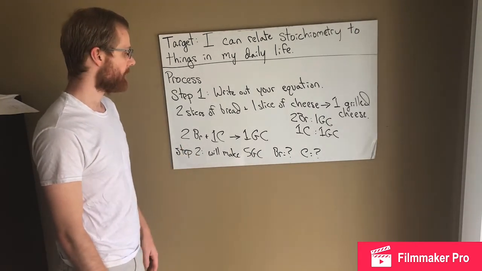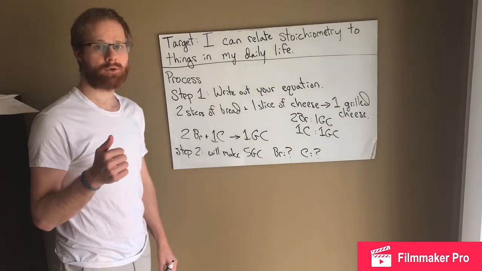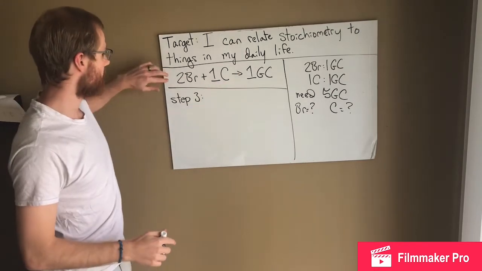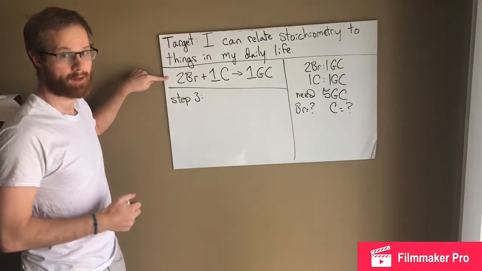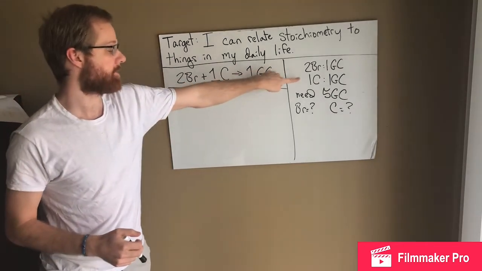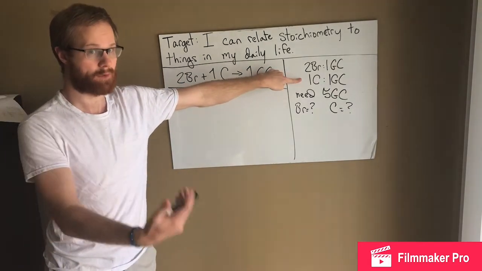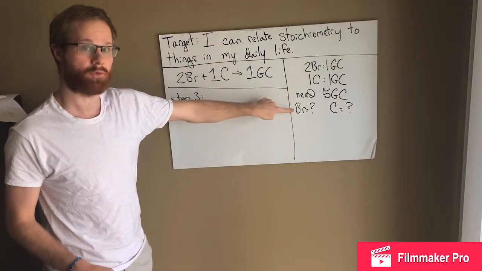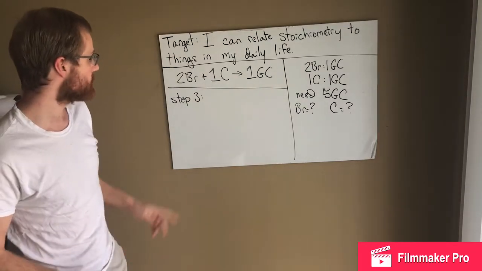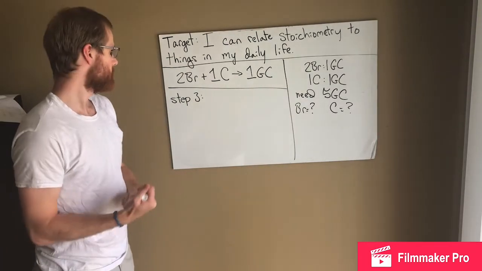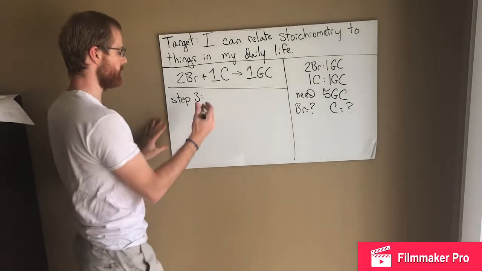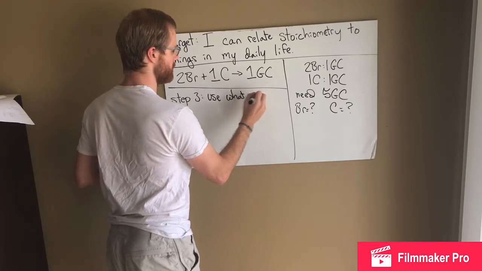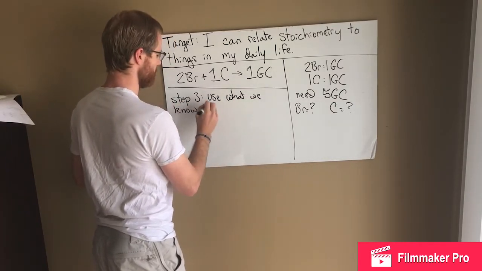Cool. I'm going to quickly rearrange the board so I've got some more space. Okay, so I've just rearranged the board a little bit. I've still got my balanced recipe or my balanced chemical equation. I've still got my conversion factors or my mole ratios. And I've got the things that I know as well as the things that I don't know. So what is step number 3? Step number 3 is to use what we know to find what we don't know.